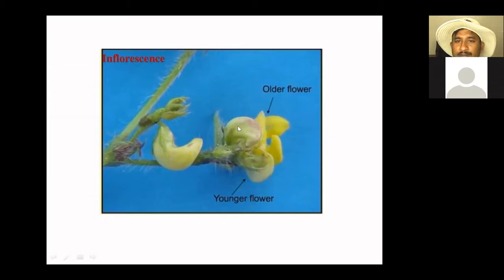People understood this one? Why don't we use the older flowers or the open flowers? Yes, Udita? Yes, Udita, why don't we use the older flowers for the crossing program?